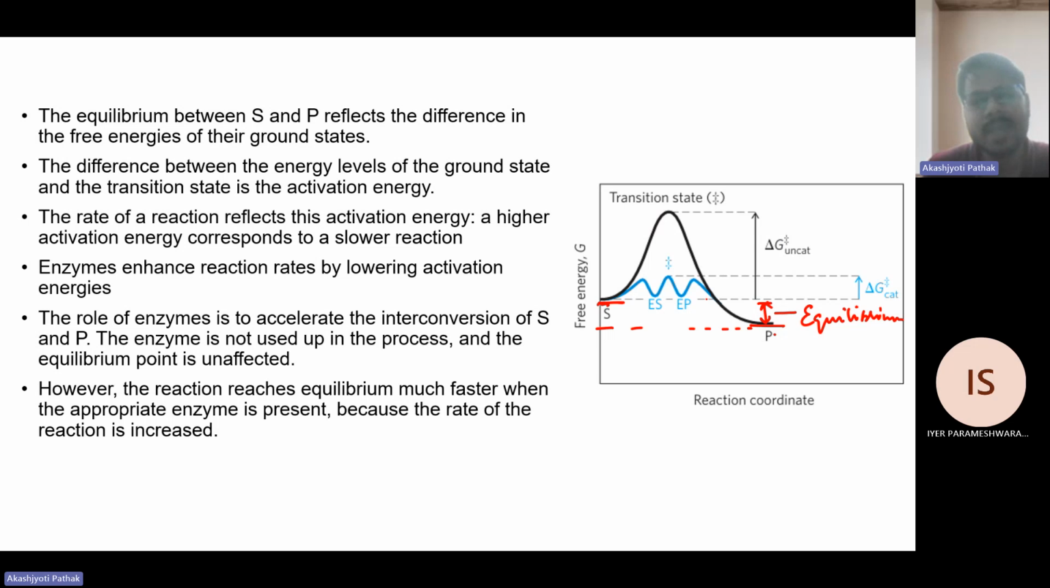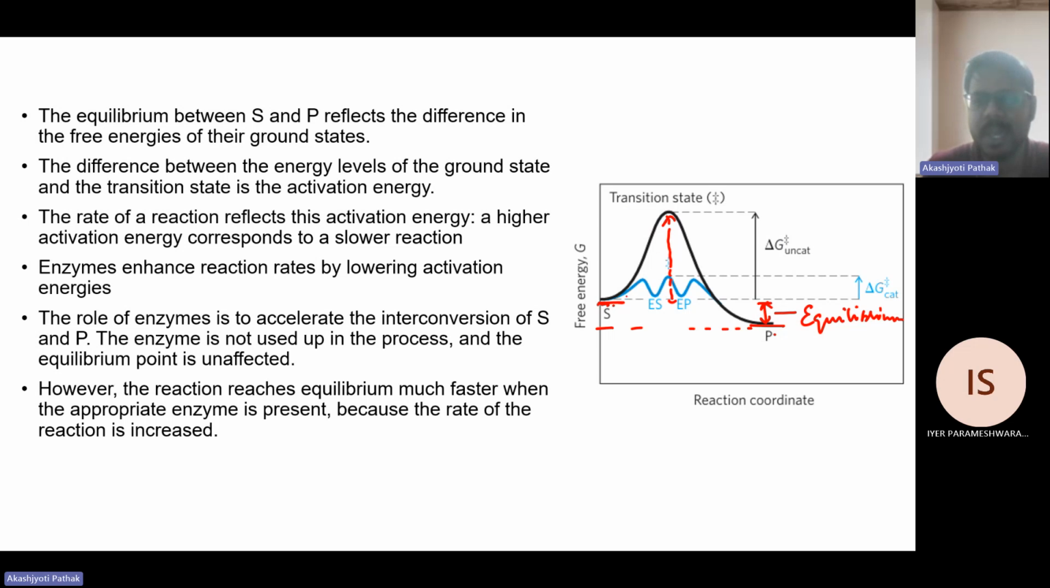So that is why an enzyme does not change the equilibrium of the reaction. It does not affect the equilibrium state of the reaction. But what will it affect? It will lower the transition state. So what is transition state? Transition state is the difference in the free energy of the substrate and the free energy of the transition state.